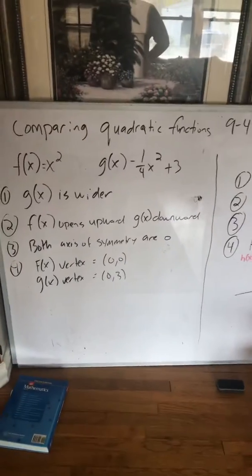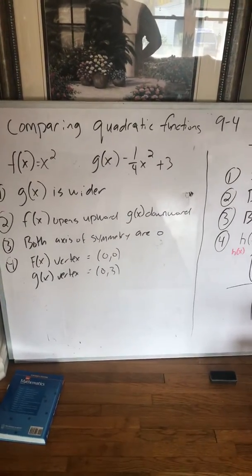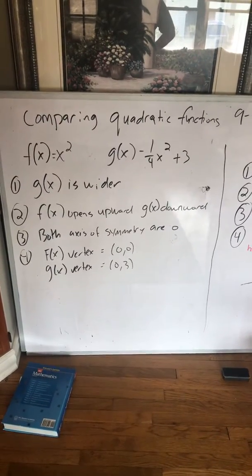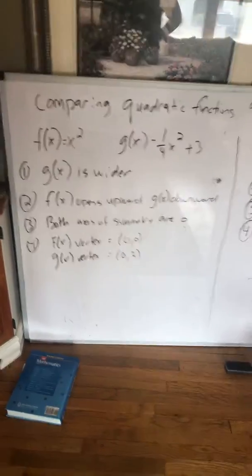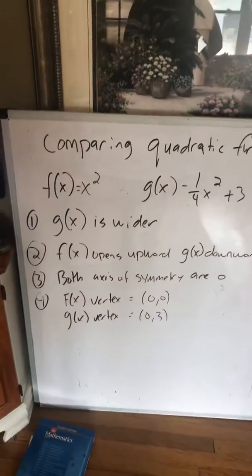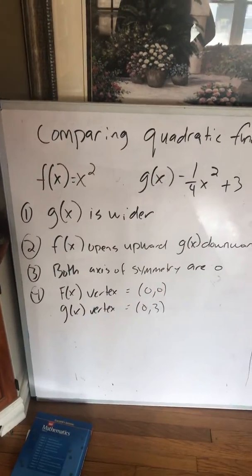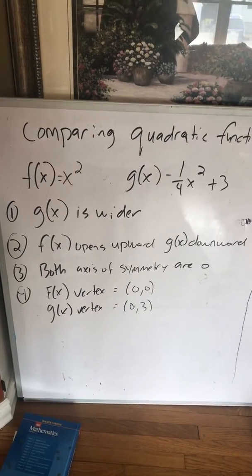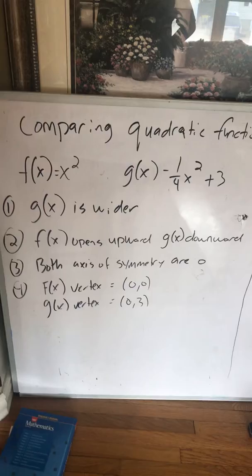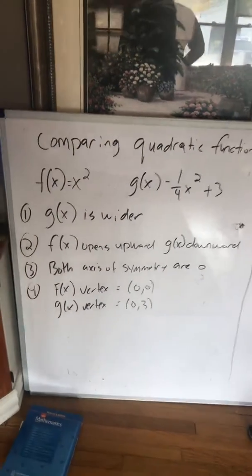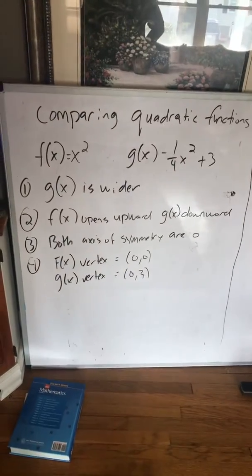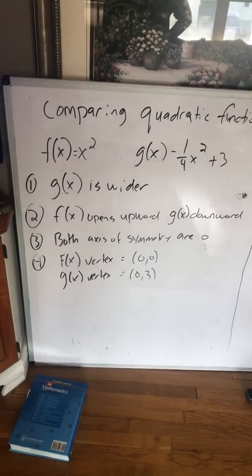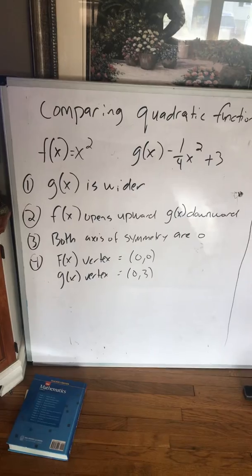Okay, we're going to compare quadratic functions now. 9-4. This is the key part of the lesson that I just showed you. I'm going to compare f of x equals x squared and g of x equals negative 1/4 x squared plus 3. We know because g of x has a smaller absolute value of its a, g of x is wider. I could have said f of x is more narrow, and that would be the same thing.